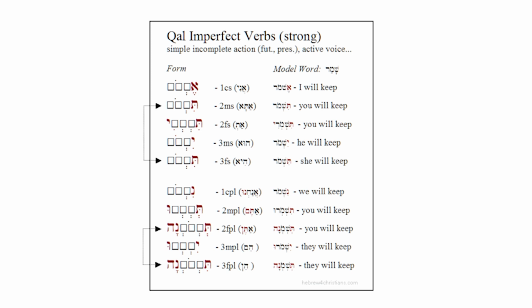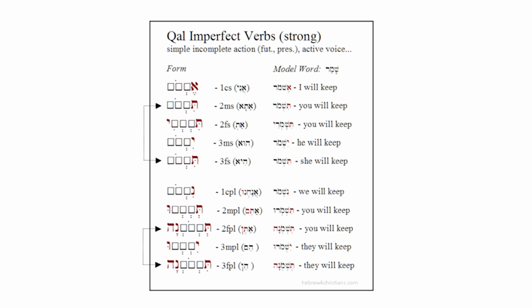If I want to say, you will keep, and I'm talking to a group of guys, so it's second person you, it's masculine because it's guys and it's plural because there's more than one, I would add a tav sound at the beginning and an oo sound at the end and get tishmuru.